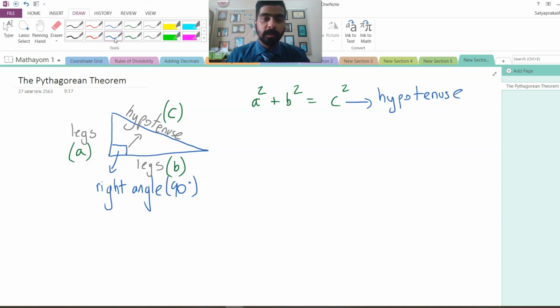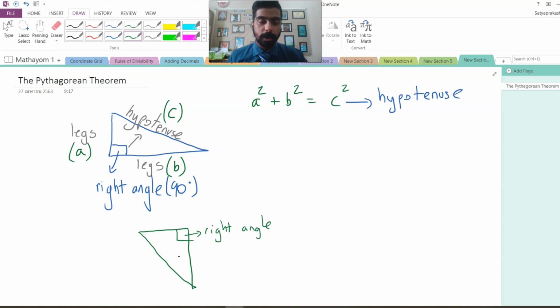Alright guys, now sometimes the triangles might not look exactly as we've seen. Sometimes the triangle might even look like this. So in this case, in order for us to find the hypotenuse, let's start by finding the right angle, which would be this one. And the hypotenuse will always be opposite to the right angle. Therefore, this length here would be our hypotenuse.